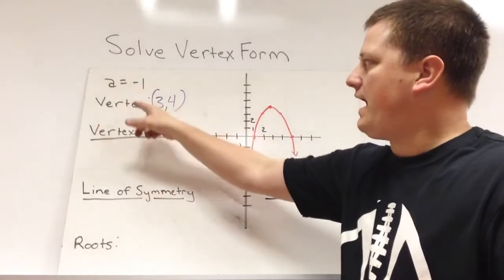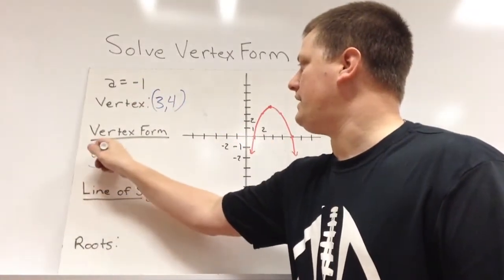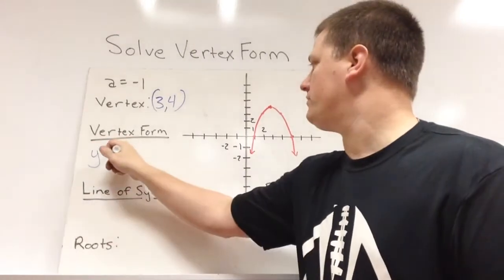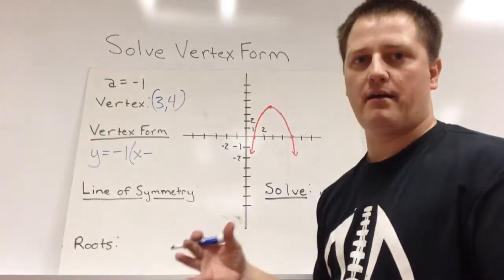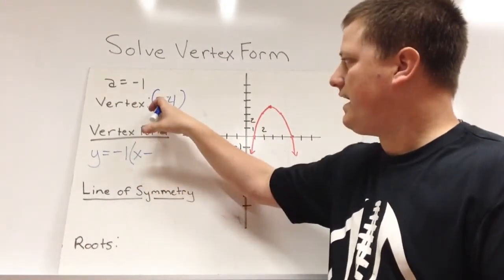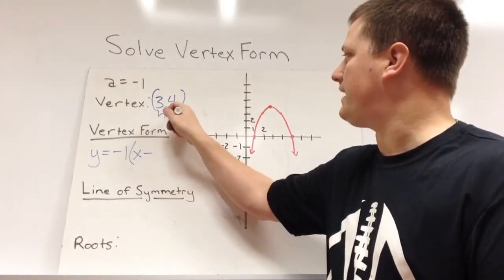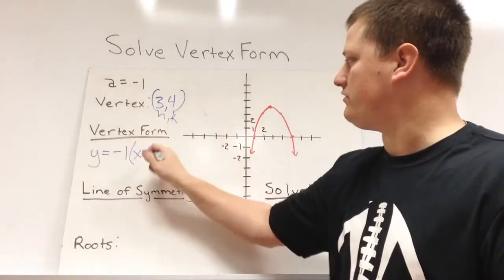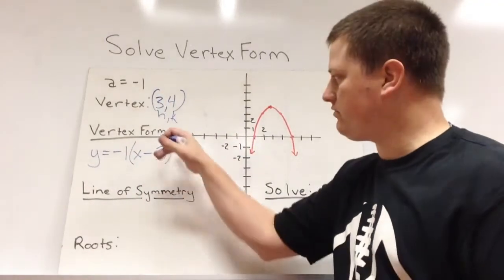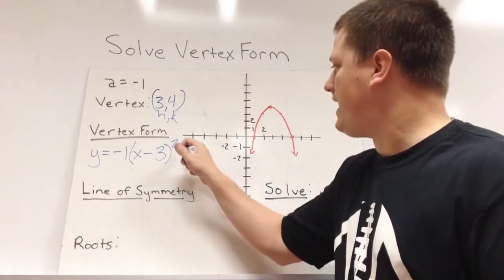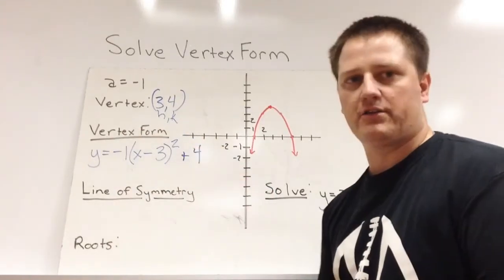So based off of our A and our vertex, we can create vertex form, which is going to be y equals our A value, which is -1, x minus our vertex x value, so this is the h. Remember, our vertex is h comma k, so we're going to minus our h, which is 3. We square that. Don't forget the square, that's forgotten a lot. And then we're going to add our k value, which is 4. So now we have vertex form.